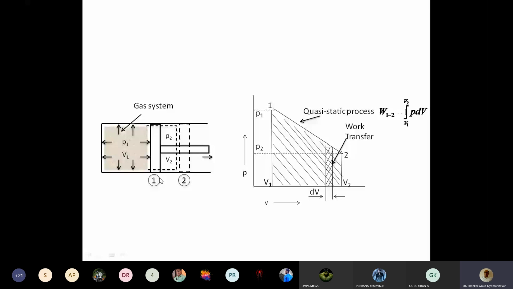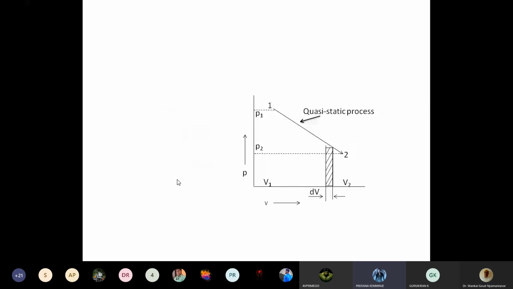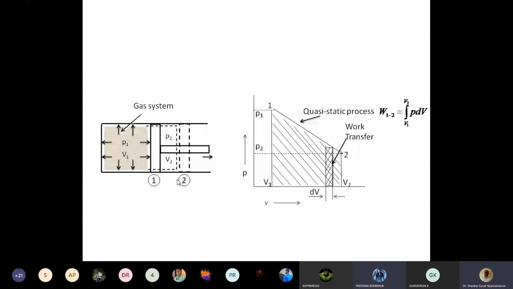How much is the stroke length? 0.3 meter is the stroke length. The cross section area is 0.12 meter square. If you multiply the two, change in volume, delta V, V2 minus V1, is 0.12 into 0.3, which is 0.036 meter cube.